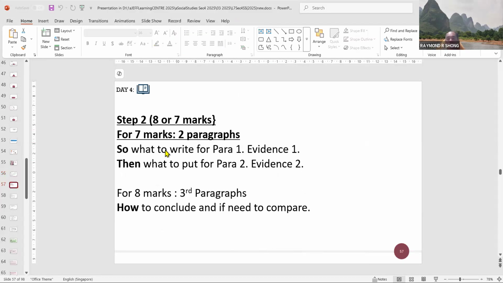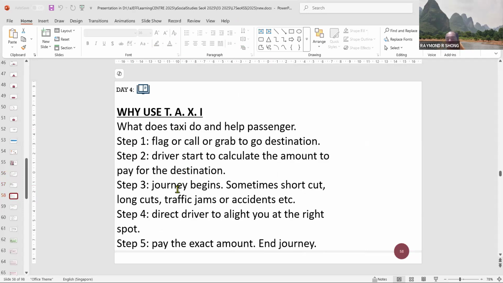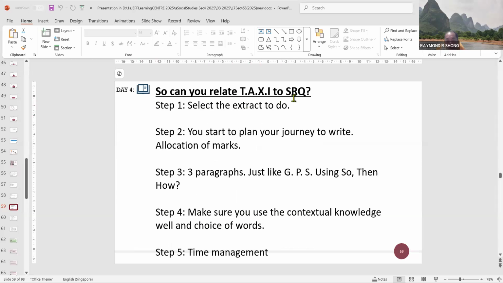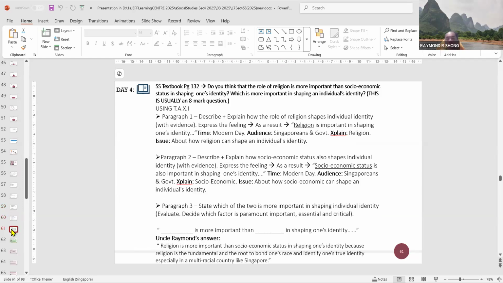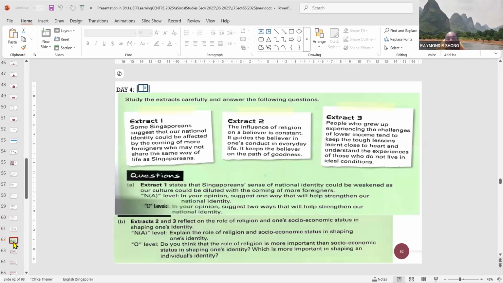So, of course, this is what we're talking about. Just to refresh, we use TAXI for step one, step two, and three. And then for this one, we go for select. TAXI to SRQ, and then we talk about first factor, second factor. Now the key part is coming: paragraphs one, two, and three, then your conclusion. I know those of you doing G2 don't have this. This is the extract.